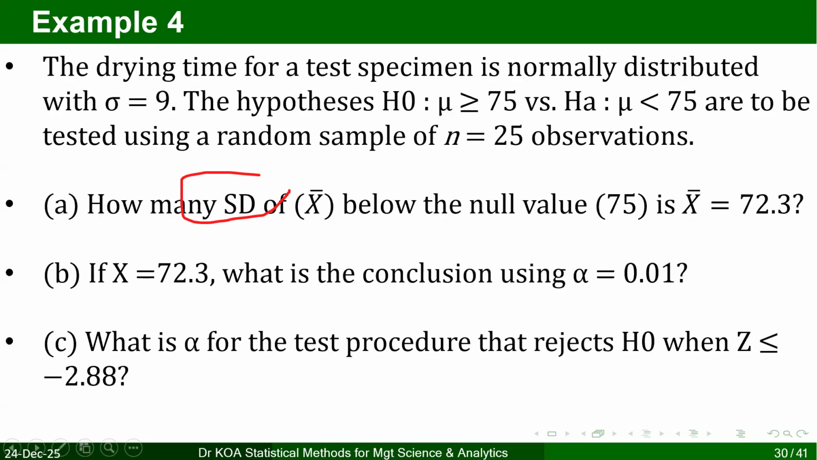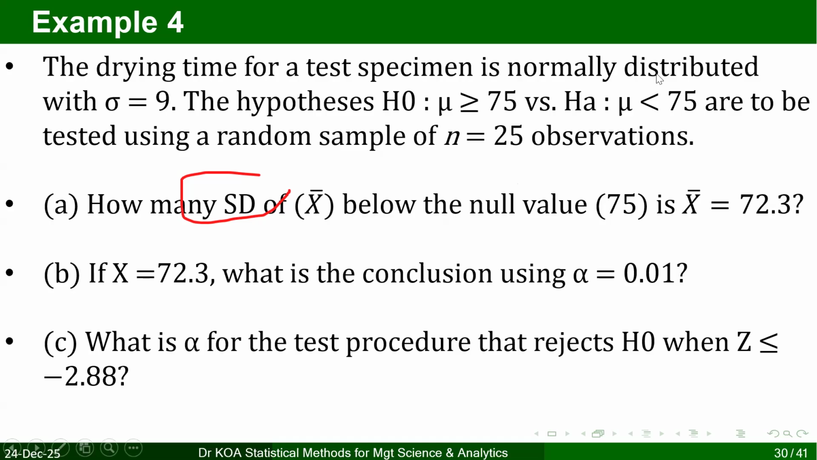Let's take one of them. Hypothesis testing. This is just one sample. One sample hypothesis testing. The drying time for a test specimen is normally distributed. So that means that we are dealing with a standard deviation of 9. The hypothesis is a one tail, as you can see here. And they are to be tested using a random sample of 25 observations. Very, very simple. How many standard deviations of the X below the null is 72.3?